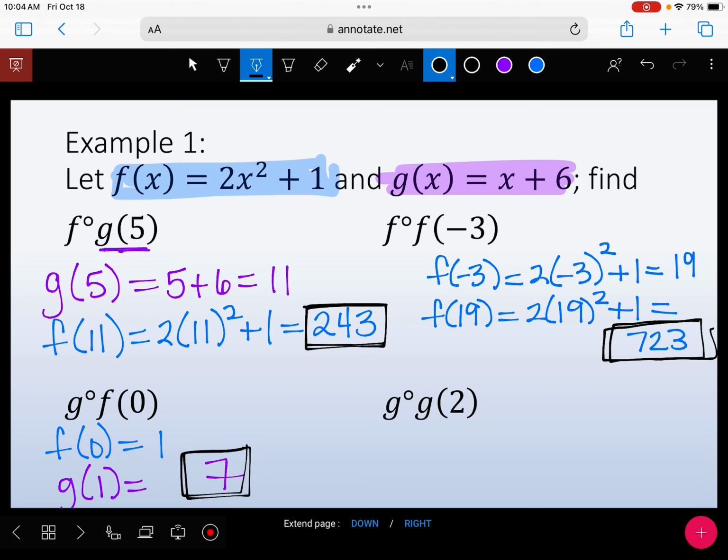And then for the last piece of example 1, we have g of g of 2. So I'm going to start by finding g of 2. I'm going to substitute 2 into this function. 2 plus 6 is 8. Then I'm going to use the g function again, and this time I'm substituting 8. 8 plus 6 will give you 14.